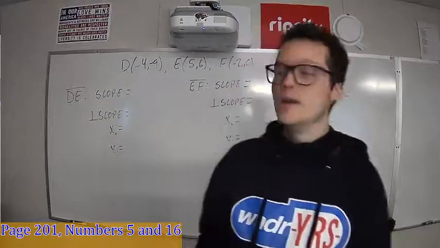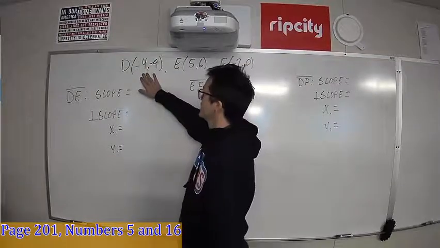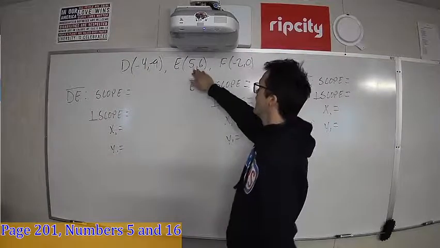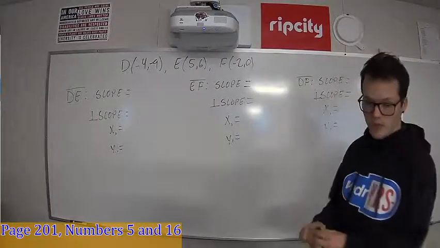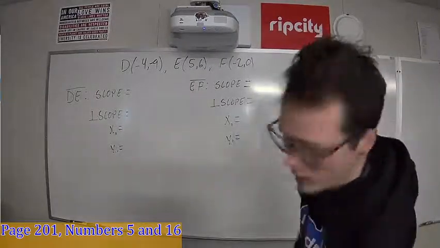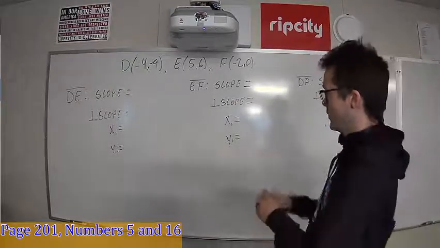Again, page 201, number 5. We're asked to find the orthocenter with this triangle that has vertices -4, -9, 5, 6, and -2, 0. So I've set myself up with a little bit of work on the board already. Well, I haven't actually done any work yet. I just set myself up so I don't have to write all this stuff out beforehand.